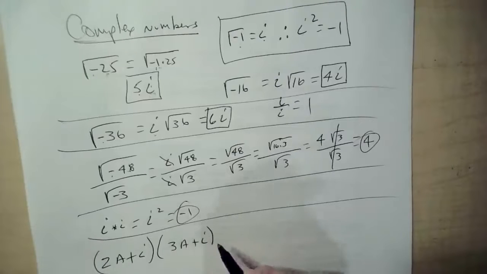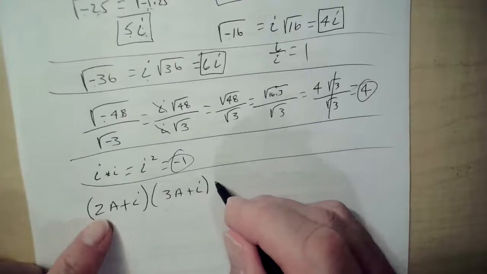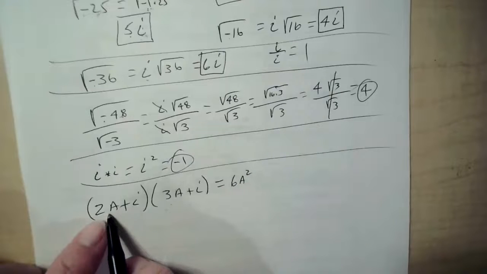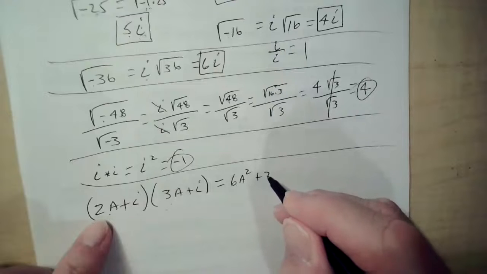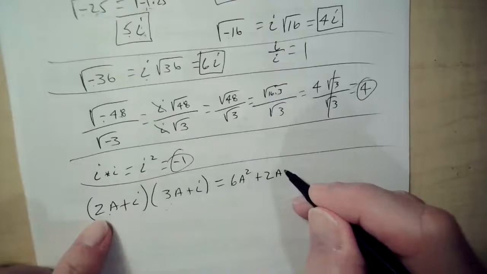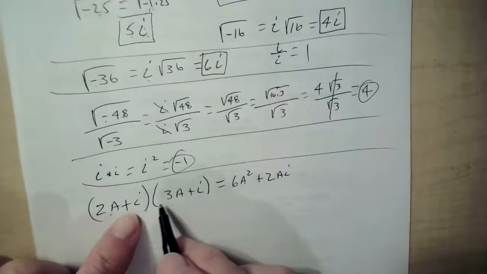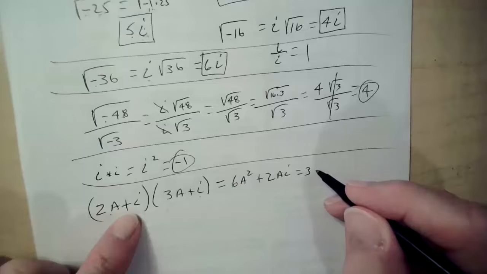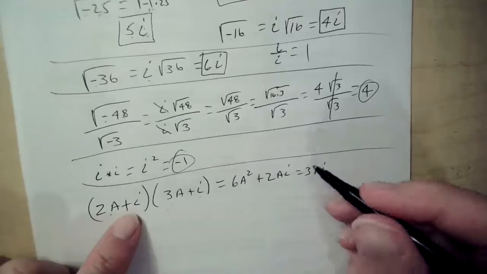(2a + i)(3a + i). Distributive property. 2a times 3a is 6a squared. 2a times i is 2ai. Now we do the same thing with the i. i times 3a is 3ai.